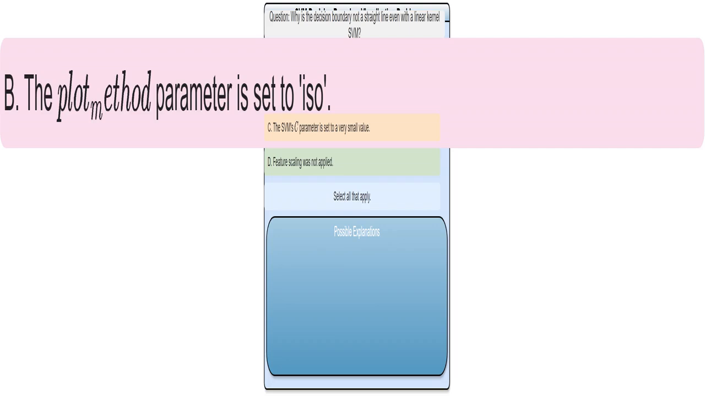The _plot_ method setting in DecisionBoundaryDisplay affects how the boundary is shown. ISO uses contour lines, which are like elevation lines on a map. Even a perfectly straight boundary can appear curved if the contour lines aren't perfectly aligned.